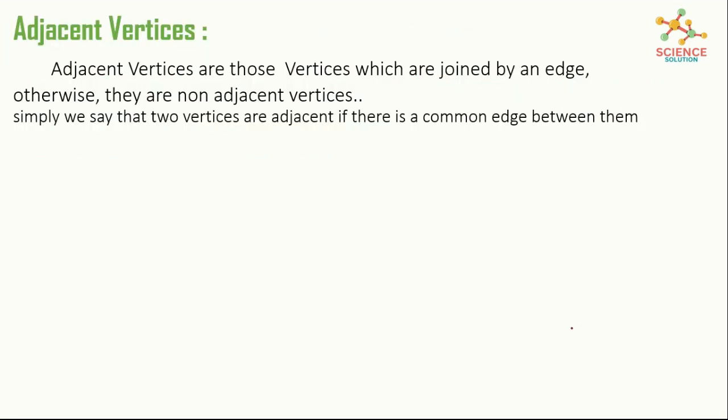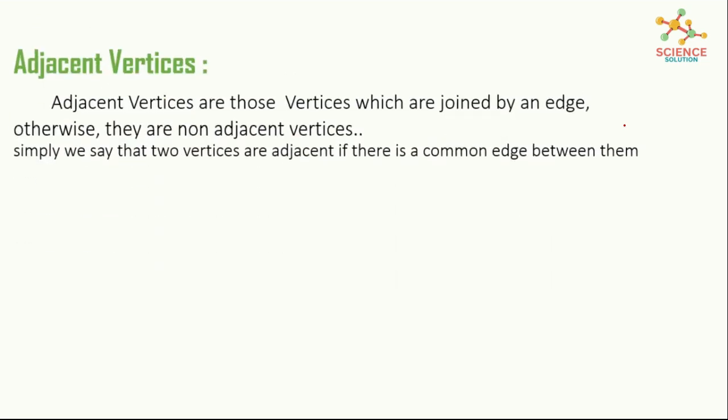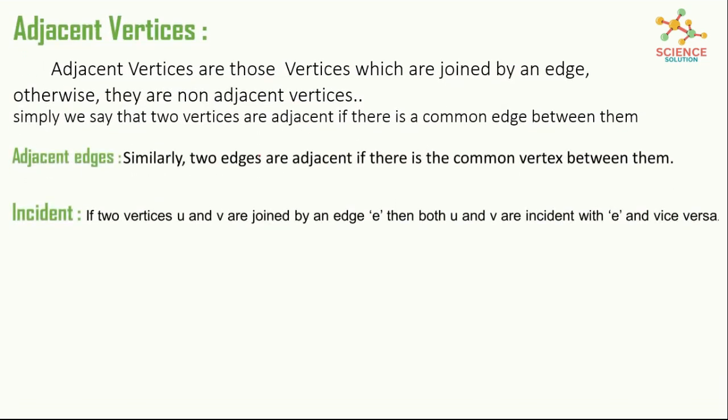What are adjacent vertices? Adjacent vertices are those vertices which are joined by an edge. Otherwise, they are non-adjacent vertices. Simply, we say that two vertices are adjacent if there is a common edge between them. Adjacent edges. Similarly, two edges are adjacent if there is a common vertex between them. Incident. If two vertices U and V are joined by an edge E, then U and V are incident with E.